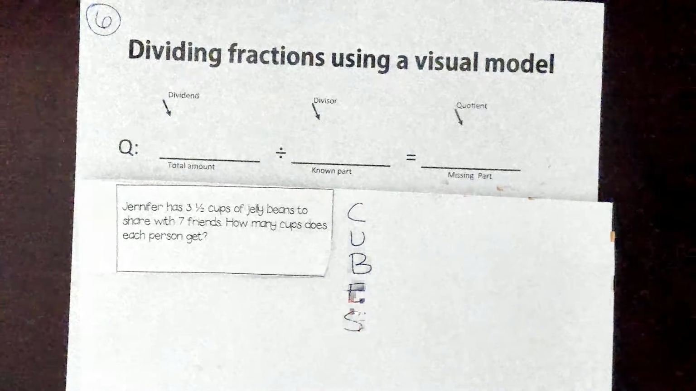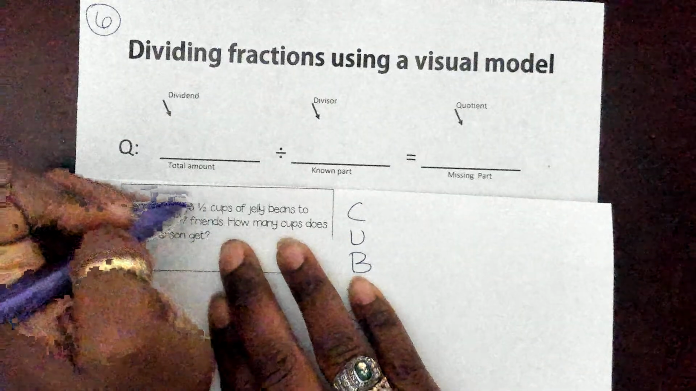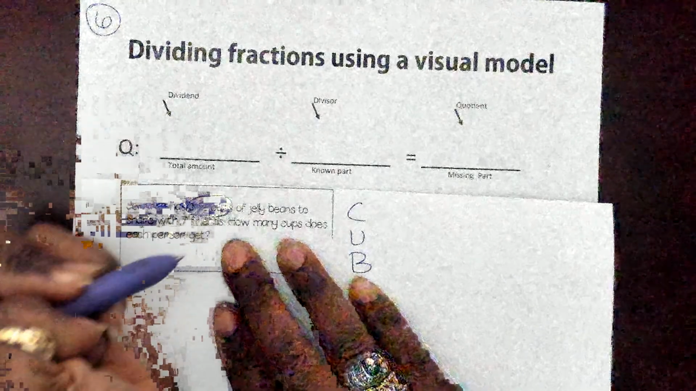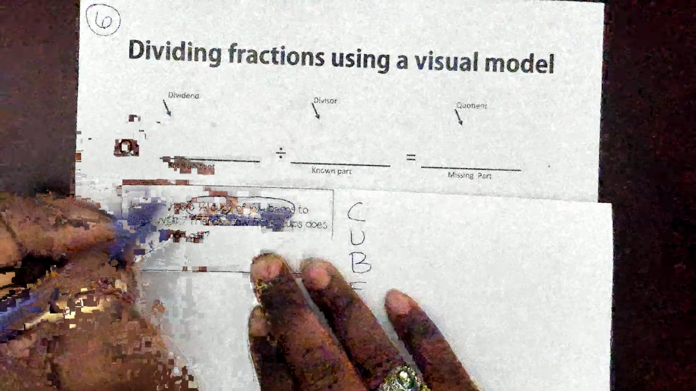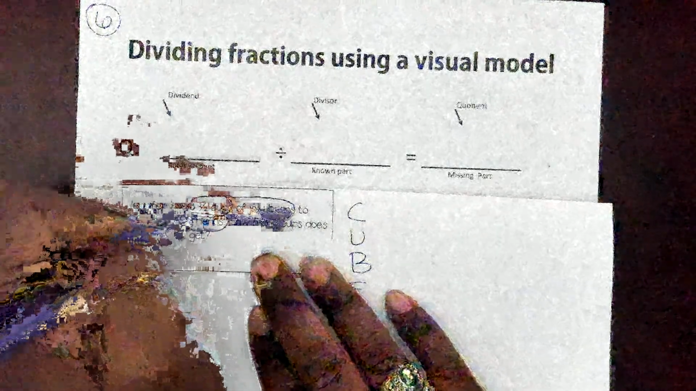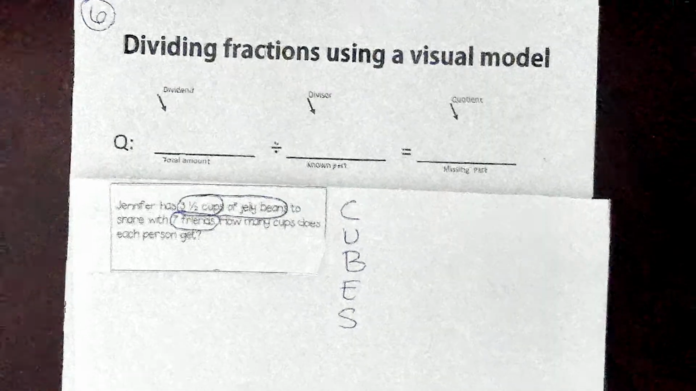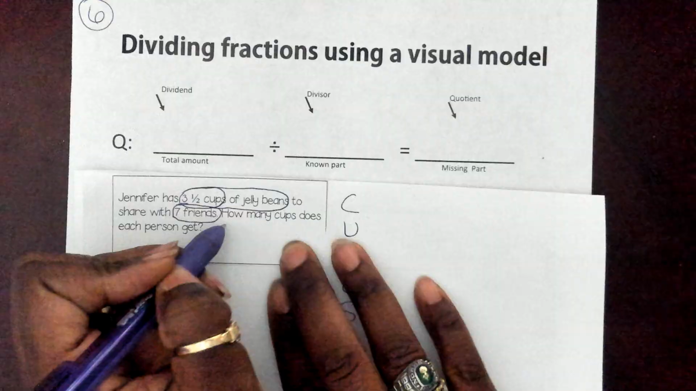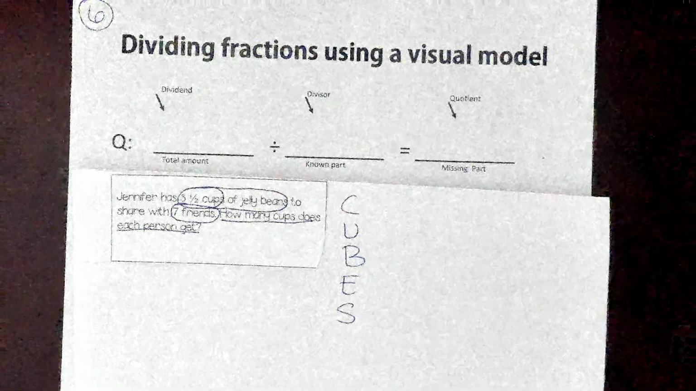So we're going to use the cube strategy, and under the cube strategy we know that we need to first start off by circling any numbers and units that are seen in the problem. And so we have 3.5 cups of jelly beans, and she's going to share that with 7 friends. So that is our numbers and our units that we're working with. And then we need to underline the question. The question is, how many cups does each person get? So we want to find out how many cups each person gets.